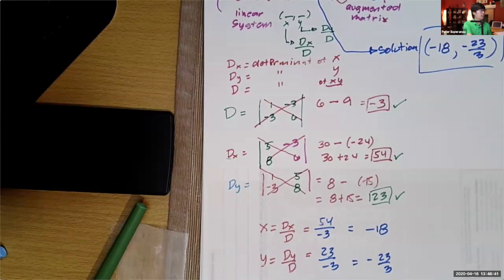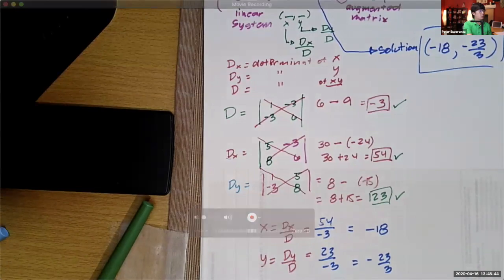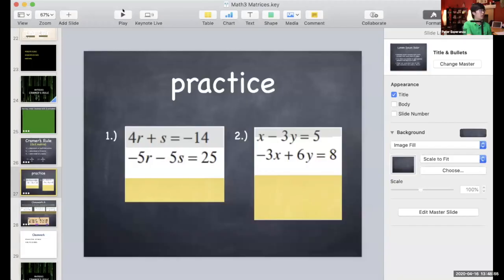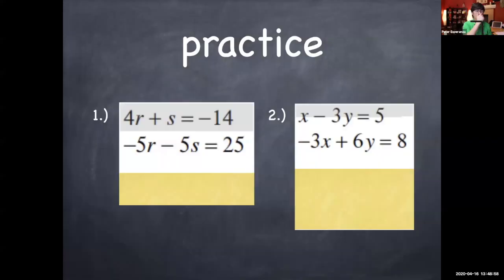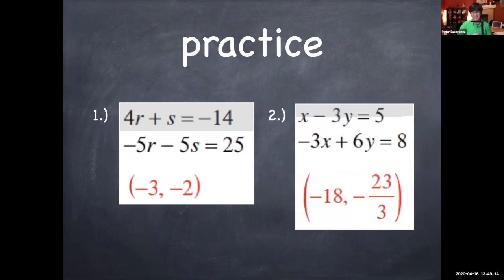Now, did we do it right? I hope so. So I'm going to prove to you that we did it right. How am I going to prove it to you? I'm going to show you this. All right, look at this. We did not do the first one. It's negative 3, negative 2. The second one is what we answered, and our answer was negative 18 and negative 23 over 3. Hopefully we did it right. Yes, we did it right. So the answer is correct. So that means we're doing the problem correctly.